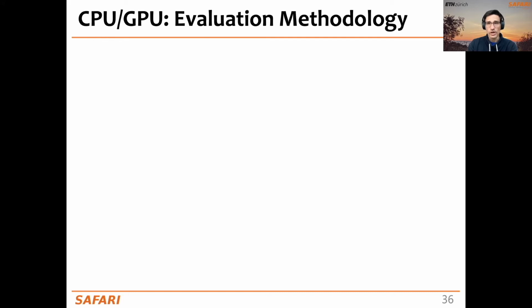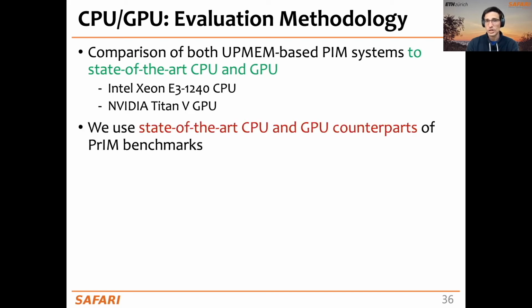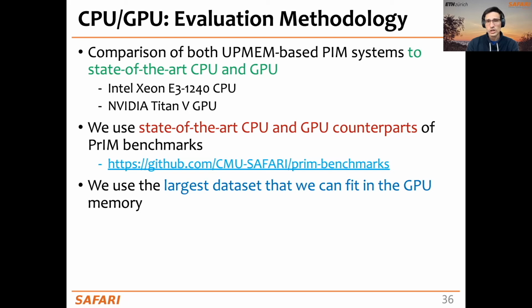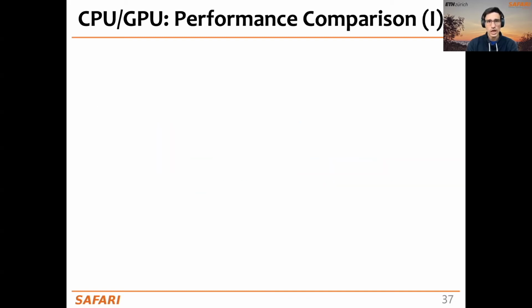So let's continue with this experimental characterization. Now, comparison to CPU and GPU. Let's talk about the evaluation methodology in these experiments. We compare both UPMEM-based PIM systems to a state-of-the-art CPU and GPU, an Intel Xeon and an NVIDIA Titan V GPU. We use state-of-the-art CPU and GPU counterparts of the PrIM benchmarks that you can also find in our repository. And we use in these experiments the largest dataset that we can fit in the GPU memory. We show the overall execution time, including the DPU kernel time and the inter-DPU communication time. So that's what you're going to see in the next plot.